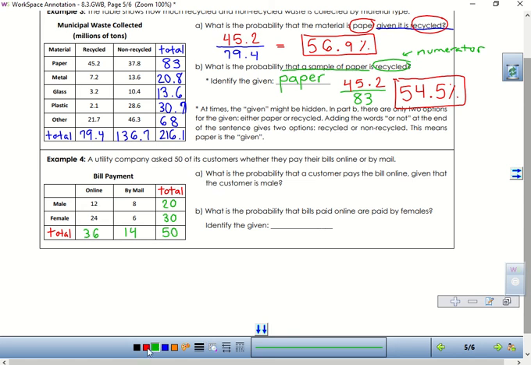So now we're going to do our probability. What is the probability that a customer pays a bill online given that the customer is male? So our given is our denominator, and how many total males are there? Good. And then how many of those males pay their bills online? 12. Yes. So that comes out to be 60%.